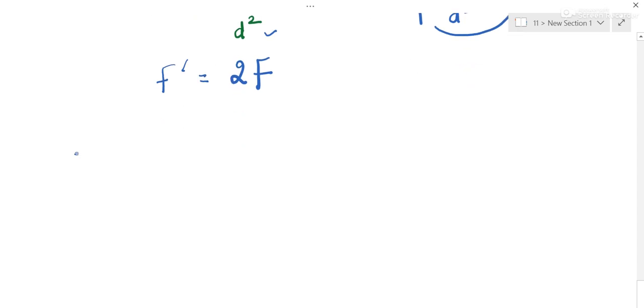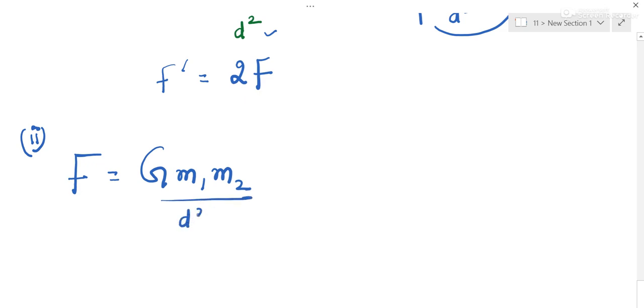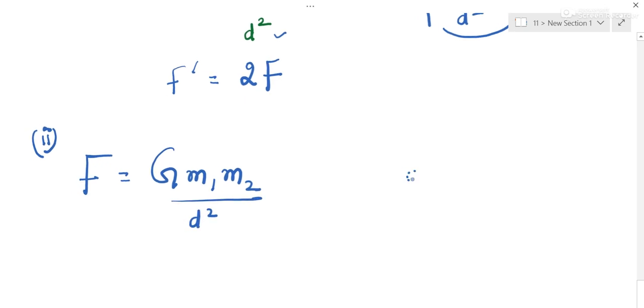So we will write the formula once again. Gravitational force, second part, it is equal to G m1 m2 by distance square. Now they are saying distance is doubled. So my distance is doubled and distance is tripled.